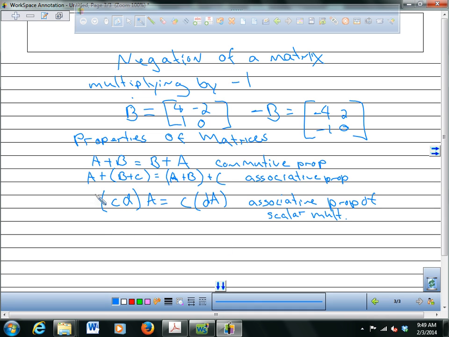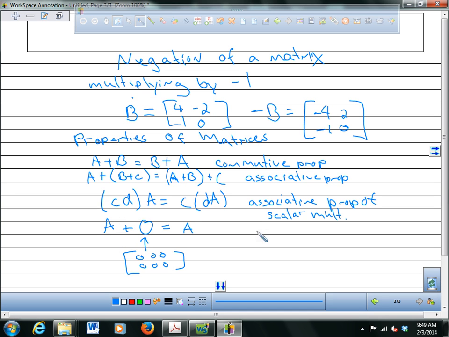Okay? And then you have another property that says A plus the 0 matrix is equal to A. Oh, and I didn't really talk about that. A 0 matrix looks like any matrix that has all zeros in all the rows and all the columns. So the 0 matrix doesn't just mean the number 0. It means a matrix that has all zeros as its rows and columns. Okay? And sometimes it's useful to do that.